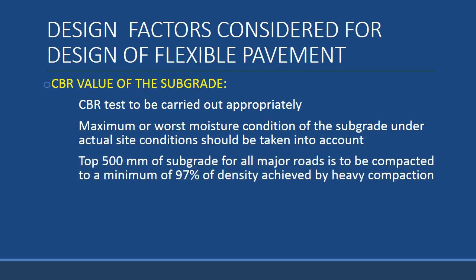Next, the top 500 mm of the subgrade for all major roads is to be compacted to a minimum of 97% of the density achieved by heavy compaction. The compaction should be at least 97% for the top 500 mm of subgrade.